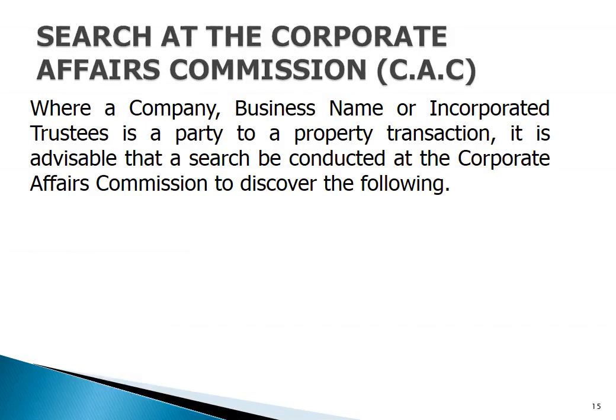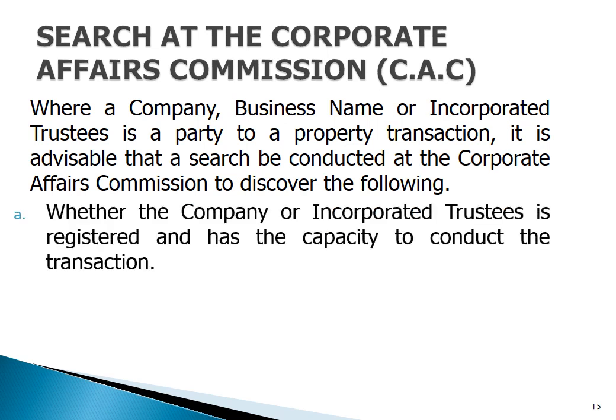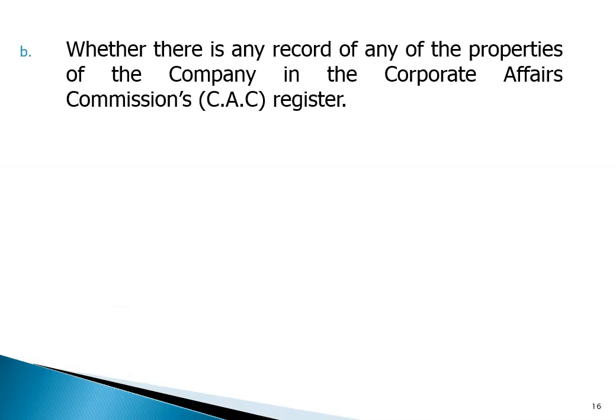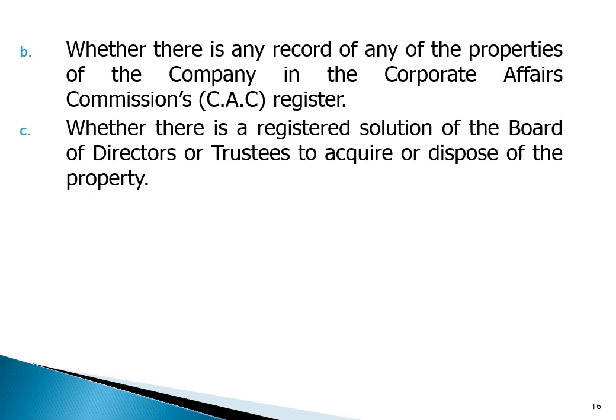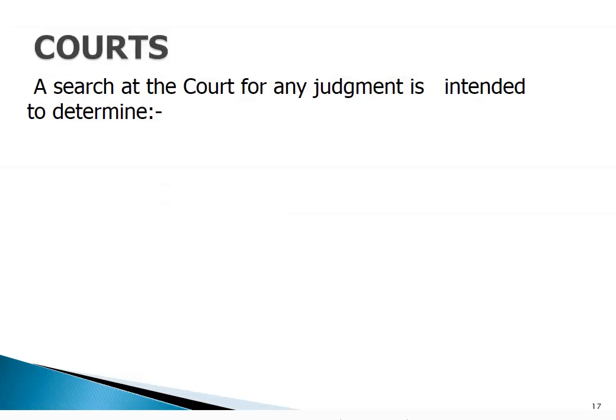Search at the Corporate Affairs Commission. Where a company, business name or incorporated trustee is a party to a property transaction, it is advisable that a search be conducted at the Corporate Affairs Commission to discover the following: A. Whether the company or incorporated trustee is registered and has the capacity to conduct the transaction. B. Whether there is any record of any of the properties of the company in the Corporate Affairs Commission's register. C. Whether there is a registered resolution of the Board of Directors or Trustees to acquire or dispose of the property.